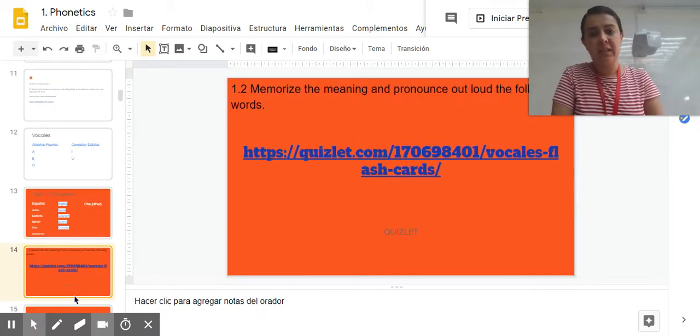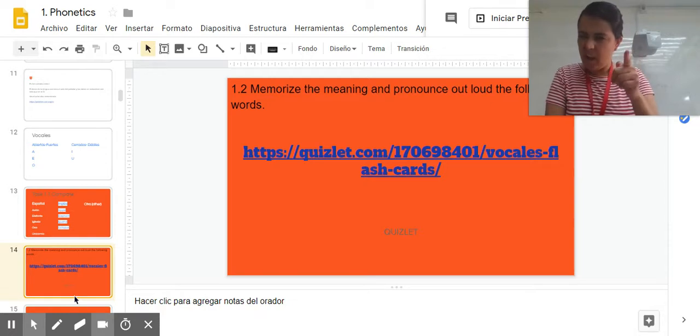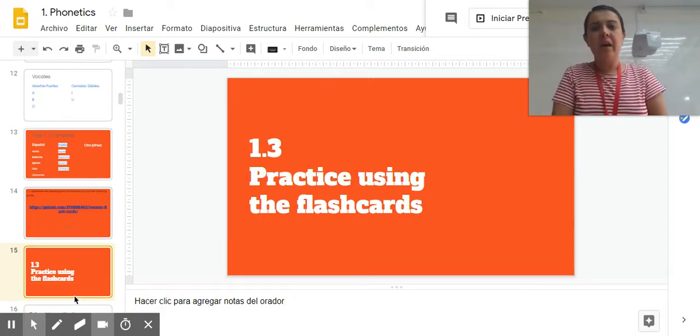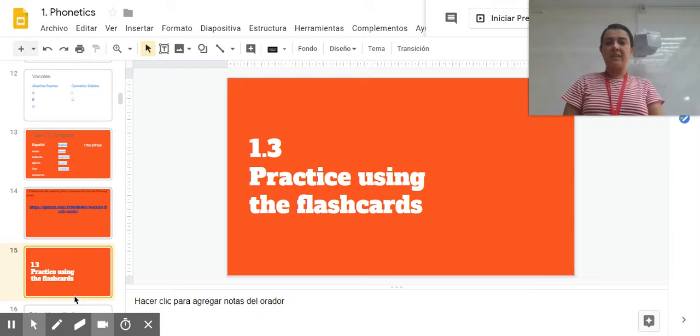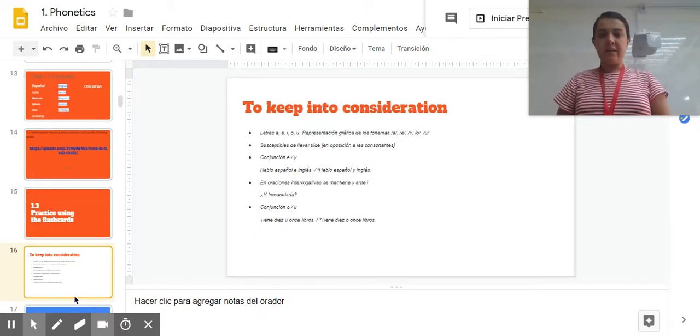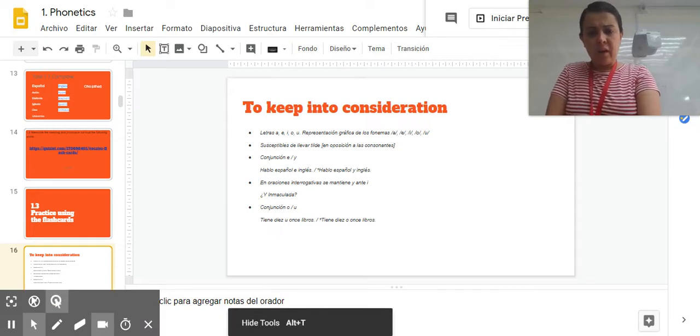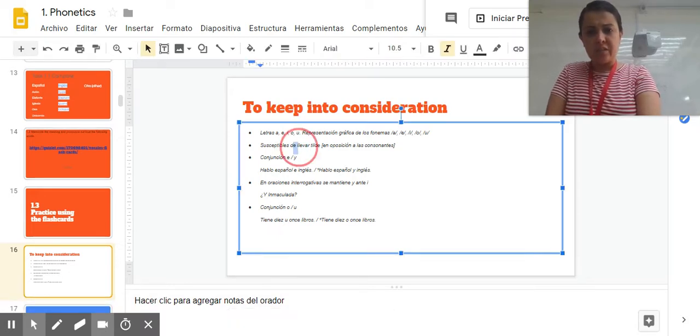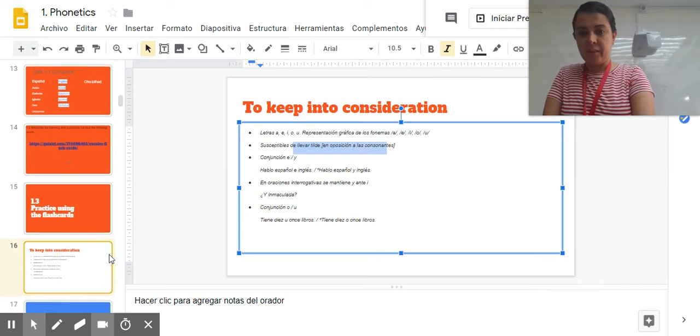Please do this task. Quizlet. Memorize the meaning and pronounce out loud the following words. Go ahead. Let's practice using some flashcards. I'm going to ask for the flashcards, and now this is the moment when you are going to be playing. And let's keep in consideration, remember, the ones that are going to take the tilde are the weak ones, okay?